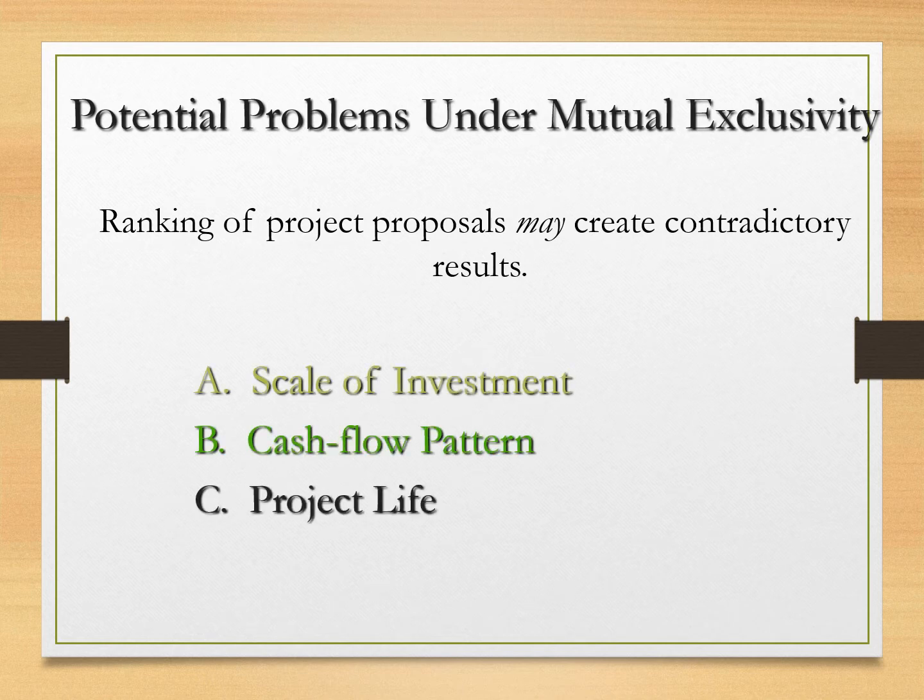First, we look at the potential problems under mutual exclusivity. When the projects are mutually exclusive and they differ in terms of scale of investment, cash flow patterns, or project life, and we use capital budgeting methods, for instance, payback period, net present value, internal rate of return, and profitability index, then there is an issue in ranking of these projects because ranking of project proposals may create contradictory results. So it is difficult for the management to select the projects when there are contradictory results. In the coming slides, we will see how the management will decide when there are contradictory results.